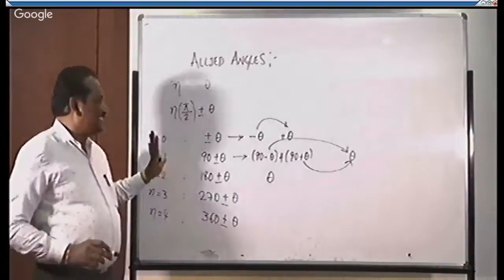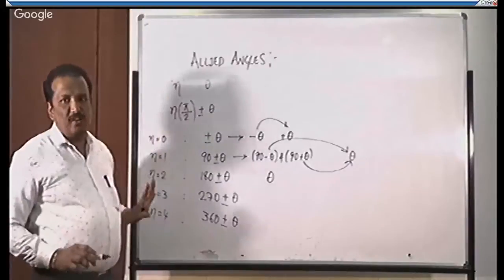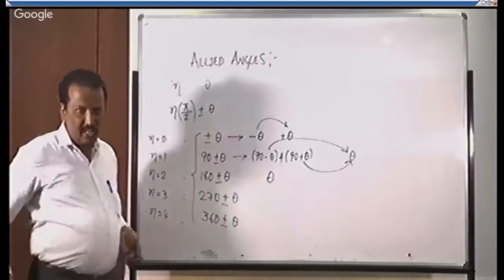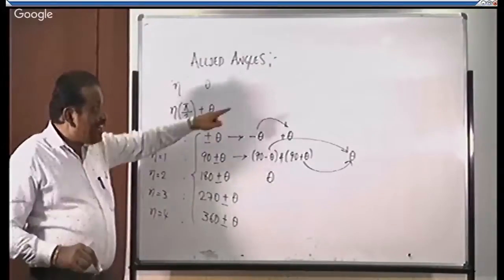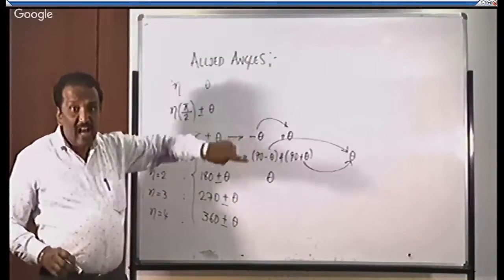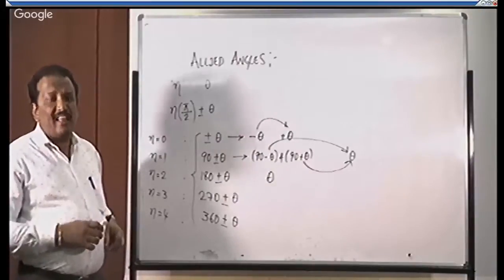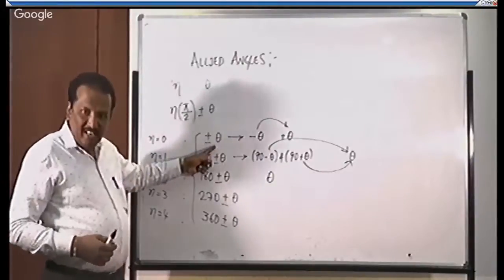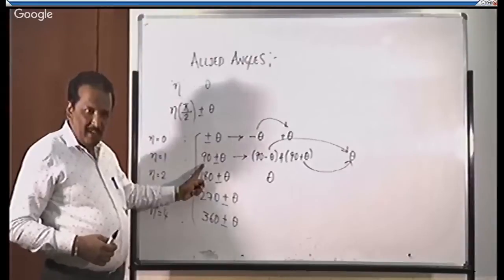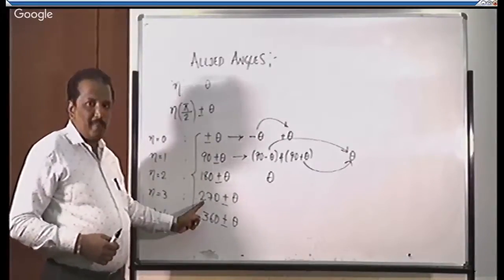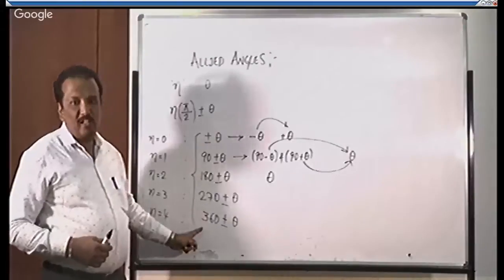So the summary is, in this chapter we are going to connect all the trigonometric functions for an angle other than theta. Other than theta means, which are the other angles? It may be minus theta, 90 plus or minus theta, 180 plus or minus theta, 270 plus or minus theta, 360 plus or minus theta.